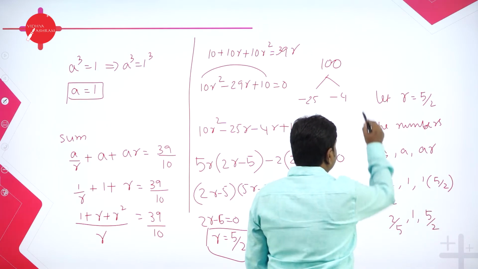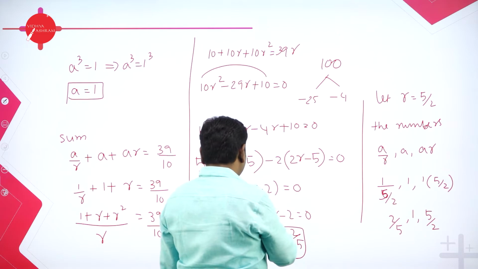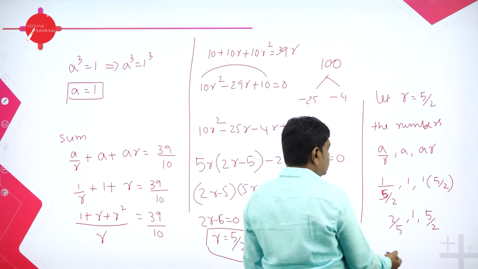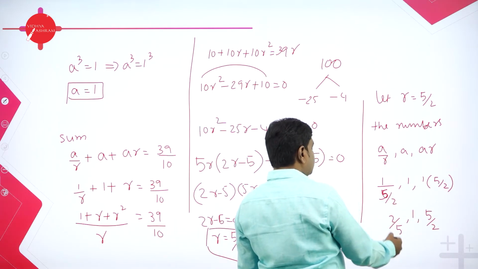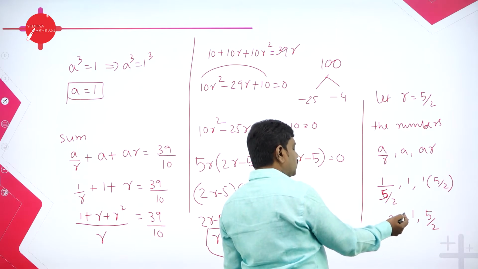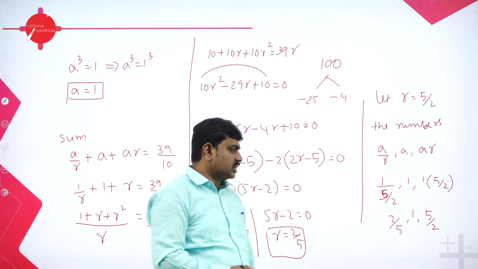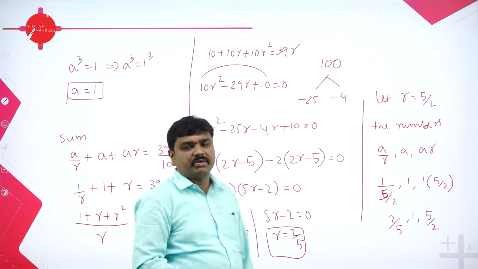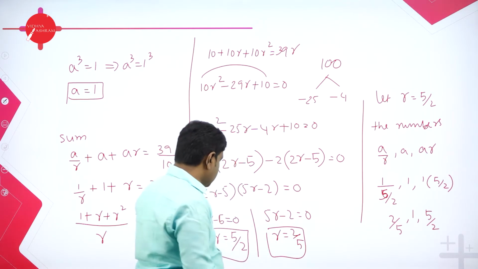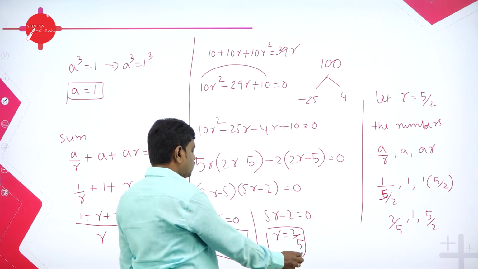These are the numbers. See, vice versa. If you take R is equal to 2 by 5, you will get the reverse. These numbers are the same: 2 by 5, then 1, then 5 by 2. So two R's are there, but the numbers are the same. So there are two possibilities. The common ratio may be either 5 by 2 or 2 by 5.